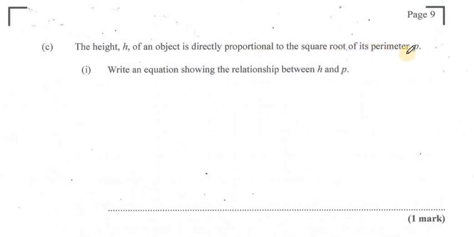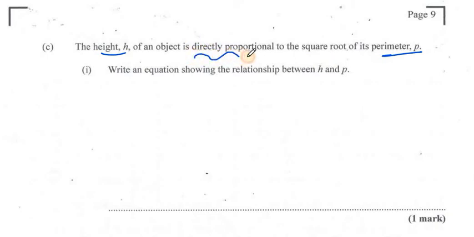All right, so this part of the question: the height of an object is directly proportional to the square of its perimeter. Write an equation showing the relationship between h and p. So h represents height, correct? P represents what? Perimeter. And the key thing is to look at what we're talking about here, direct proportion. Another name for direct proportion, or directly proportional, is direct variation. These are the same, all right?